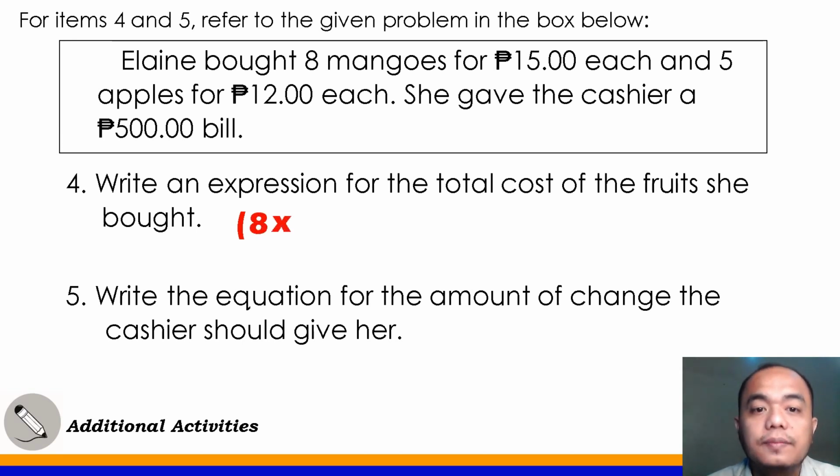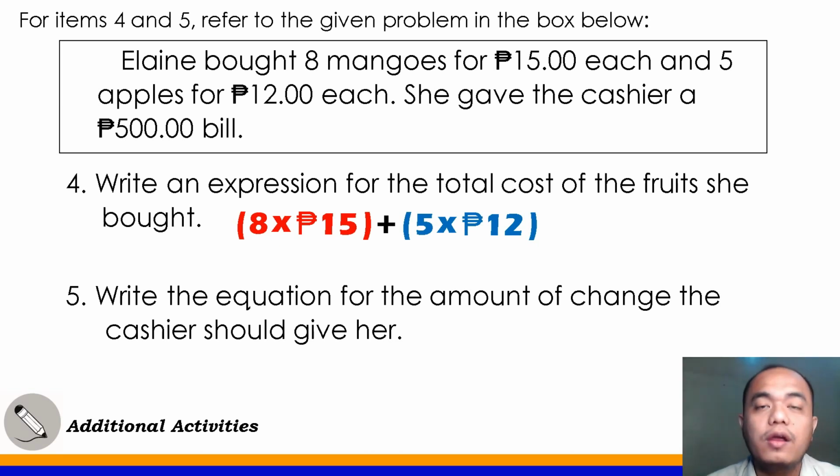That's 8 mangoes multiplied by 15 pesos. Then, close parentheses. Ilagay natin yan sa parentheses, class, para hindi tayo malito na yung expression na yan is the price of mangoes. Next, we have to add. Kasi tinatanong tayo dyan, magkano ba lahat? Total. Total means addition, right? Now, we have parentheses again. This will represent the cost of apples. We have 5 times 12 pesos. Close parentheses. Okay, that is the correct answer for number 4. Expression lang naman yung tinatanong dyan.